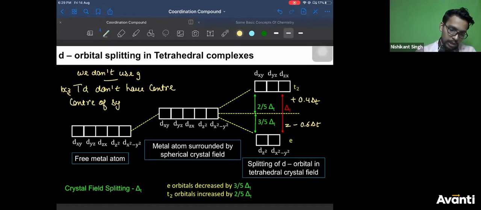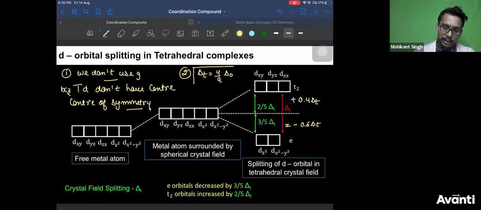Therefore, you will not use G. This is the first observation you should observe. Okay? What is the other observation you have to observe? What is the relation between delta T and delta O? So delta T is 4 by 9 times delta O.